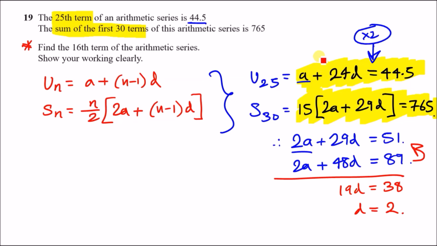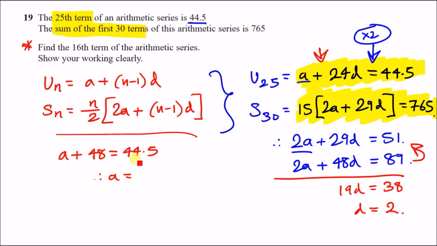So I'm going to go back to the very first equation here. Updating that equation, you've got a plus 24 times 2, which is 48, equals 44.5. And therefore, solving for a by subtracting 48 across, you should get a equals negative 3.5. Now, we've got two terms, a and d. When you've got a and d, you can literally solve anything now. You can find any term, you can find any sum, and you're good.